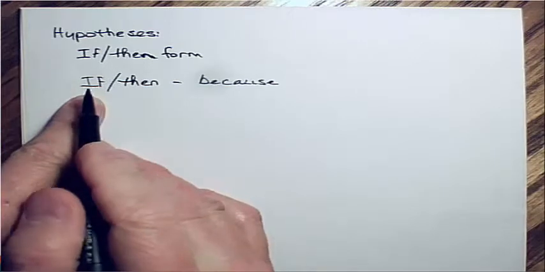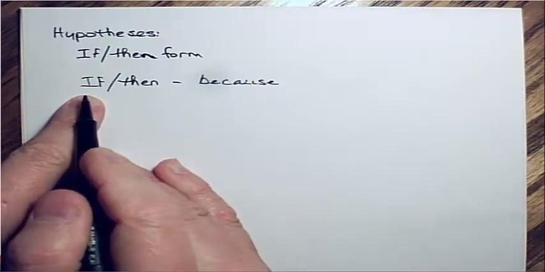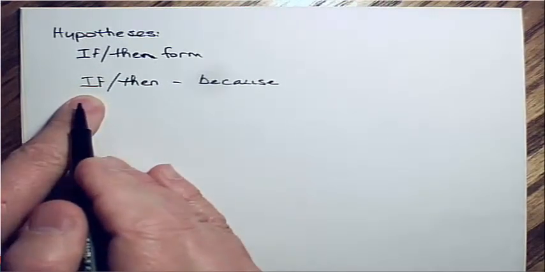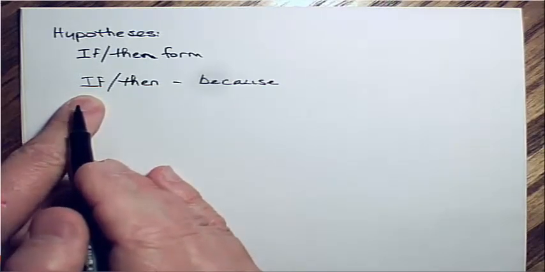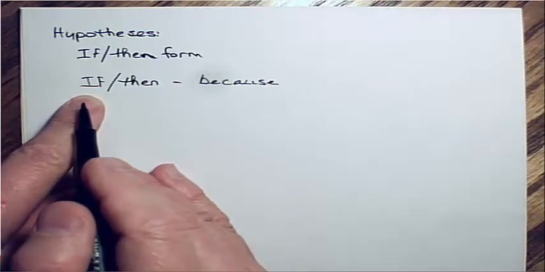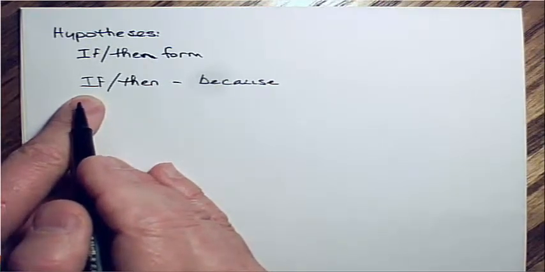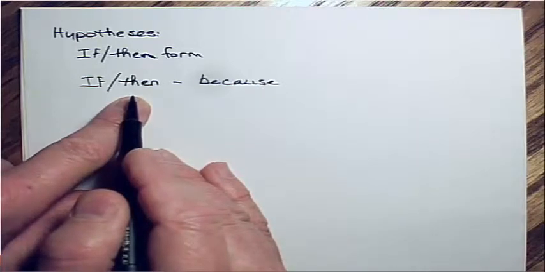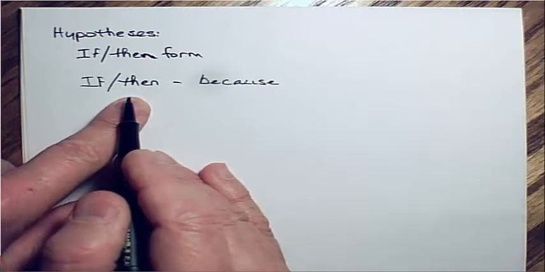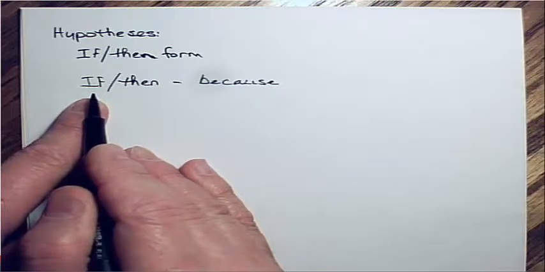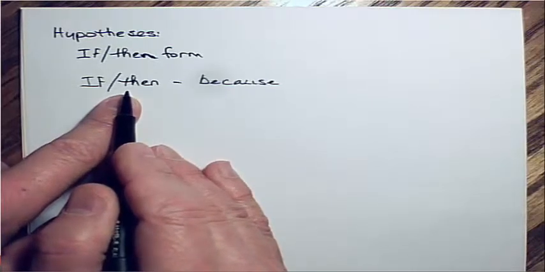So the if part of the statement is the independent variable. If I do A, well, that's the independent variable. That's what you change. The independent variable is the part of the experiment that you change. And as I said when we were talking about graphs, that is the part that you might have called in another class the manipulated variable. And the then part of the hypothesis statement is the responding variable in that earlier terminology, what we call in this class the dependent variable. Okay, independent variable is if, dependent variable is then.